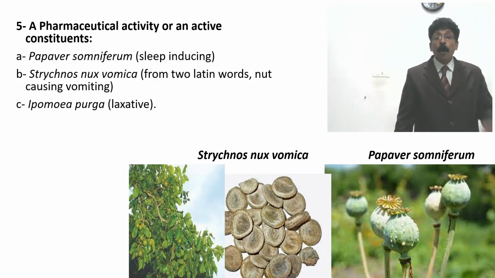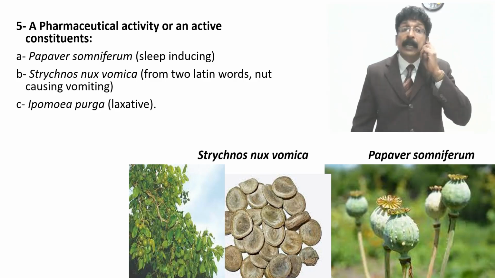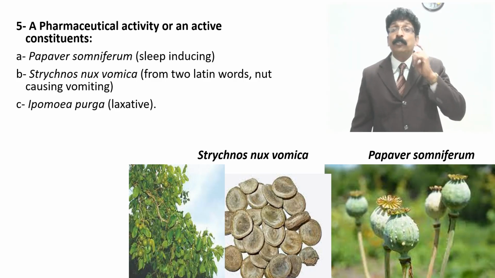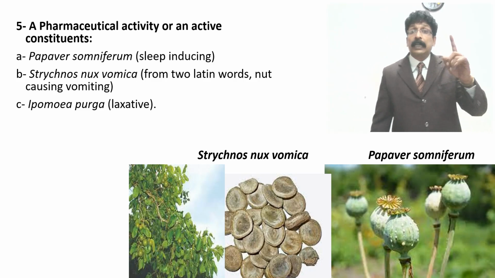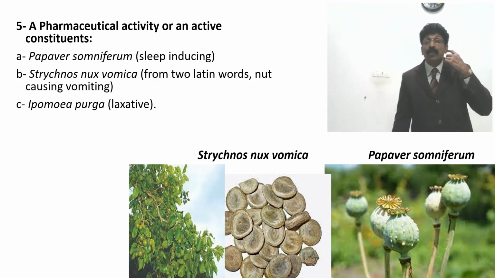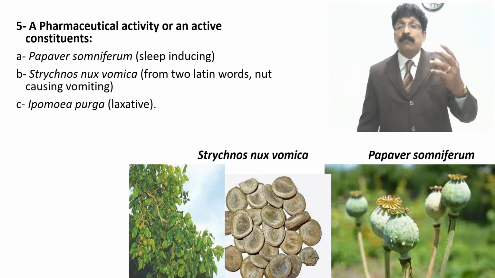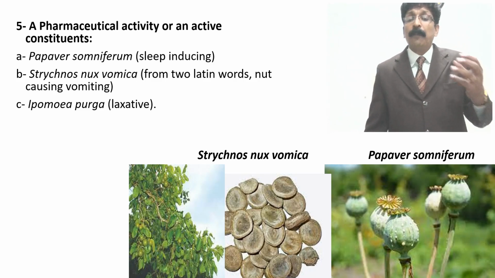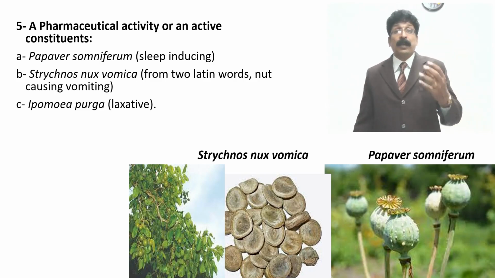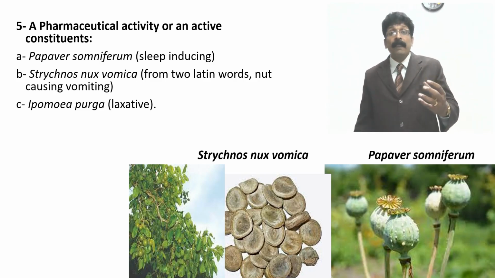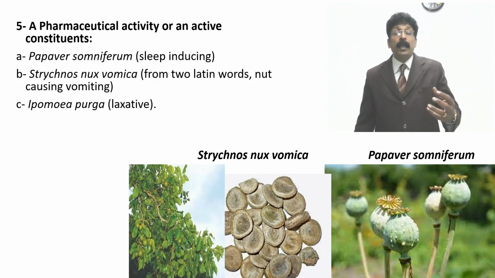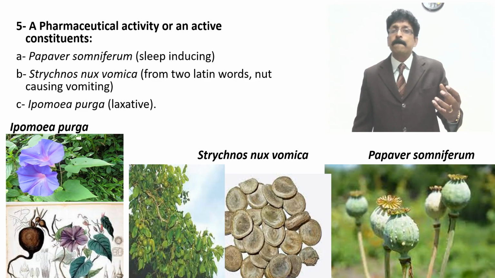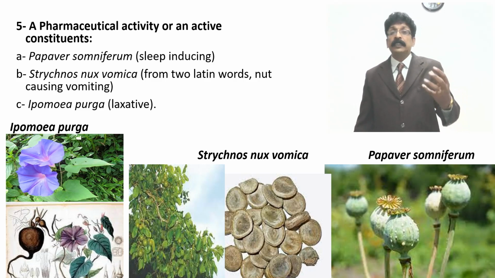Ipomoea purga: purga means purgative, laxative. You might have heard about laxatives, cathartics, used in constipation, and they also cause evacuation of the bowel. There are various types of laxative purgatives. So here, the laxative action of Ipomoea purga; it's the roots of this plant. The roots of this plant are given in powder form.